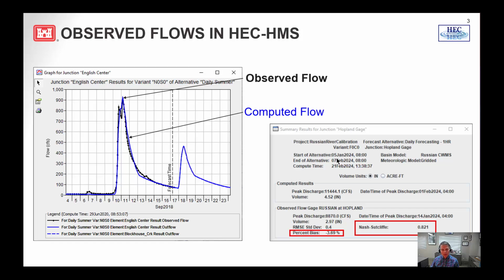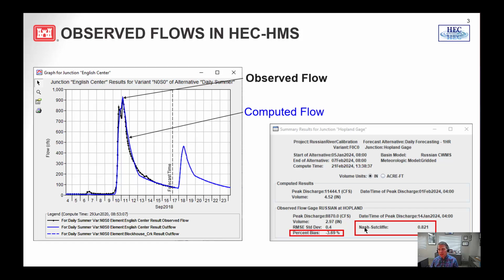And what I have on the right side is a summary table showing the metrics or statistics from the simulation. You'll notice in this panel right here, we have computed results. So you should see things like peak discharge and the total runoff volume here. And this bottom panel shows you observed flow information: the peak discharge from the observed flow hydrograph, the volume from the observed flow, and then some metrics.